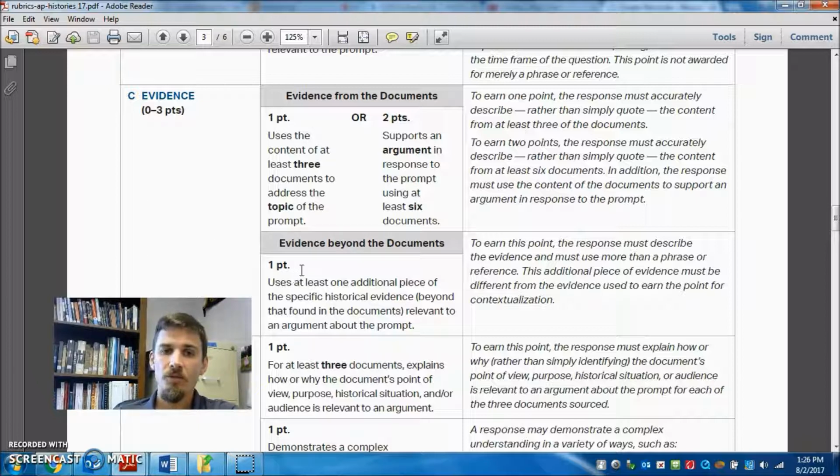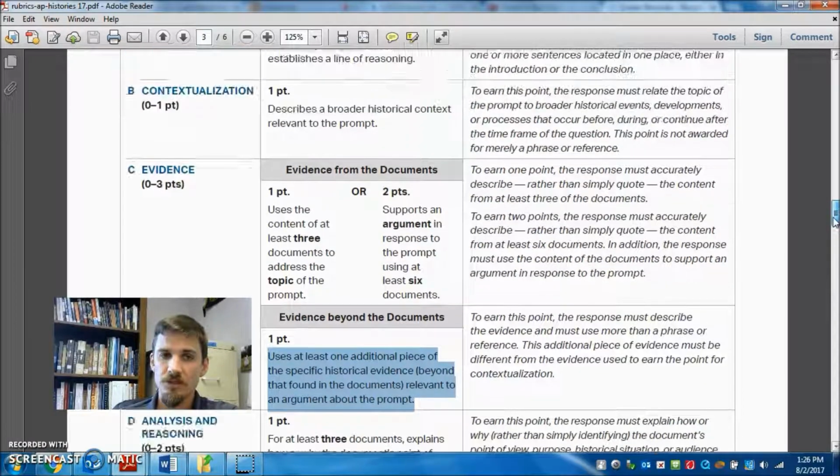Okay. Now the third point comes from here, where it says evidence beyond the documents. So you have to mention something specific, whether it's an event or a person, or some sort of... event and person kind of cover a lot of things, don't they? But anyway, it may be a signing of a document. Obviously that'd be an event, but whatever. So something specific that is not mentioned in the documents. Okay, so please notice that this is different from contextualization.